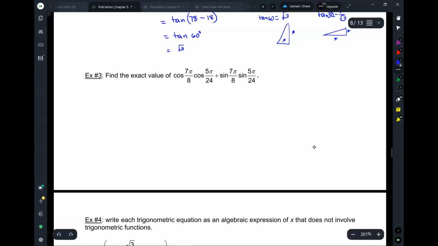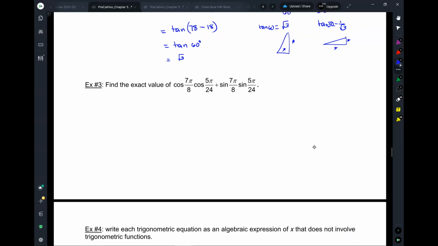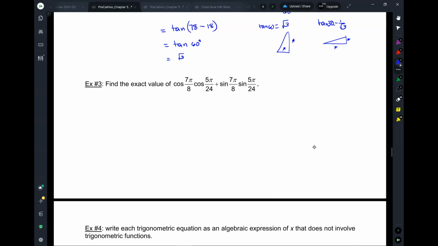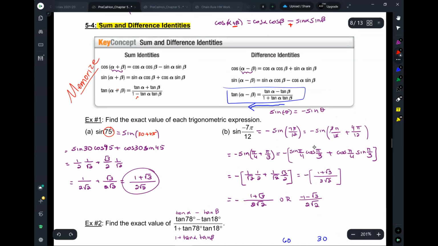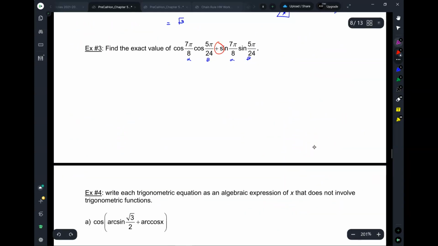Okay. Oh, look here. Look at what I have. Cosine, cosine, sine, sine. Right? That's the second half of the song. So this is cosine, alpha and beta, alpha and beta. But look, there's a plus here. So that's the same as what if there is a plus there? Cosine of alpha minus beta. So 7 pi over 8 minus 5 pi over 24.